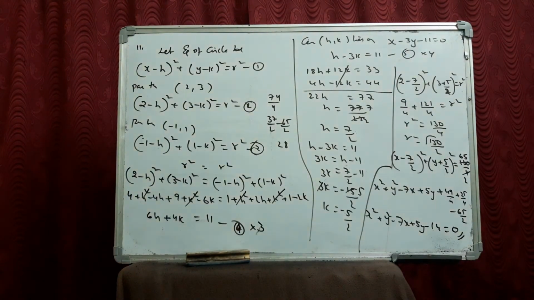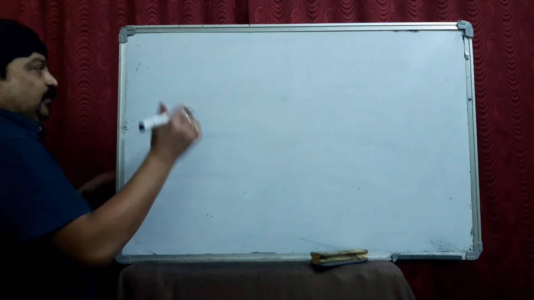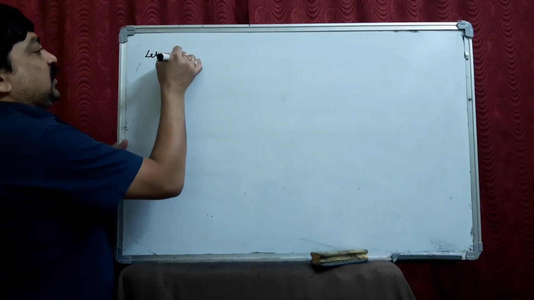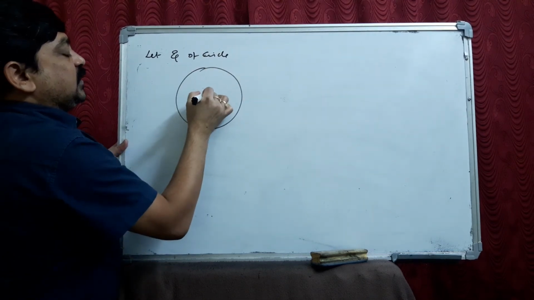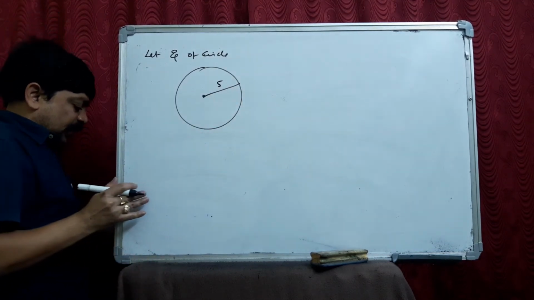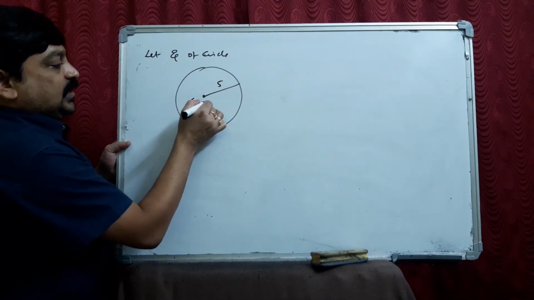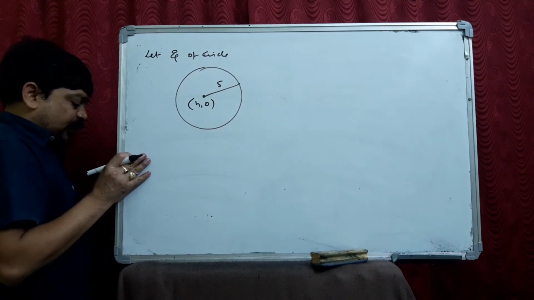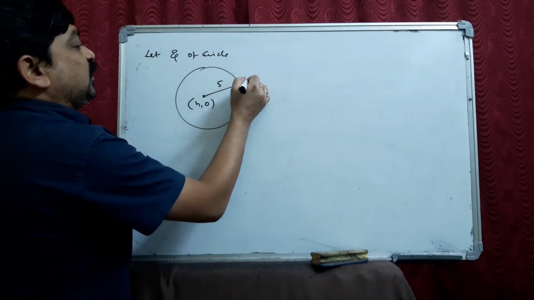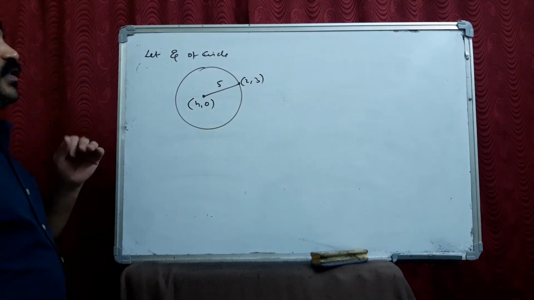Okay, see the 12th question. Find the equation of circle with radius 5 and center lying on x-axis. So let us take center as (h, 0) instead of (h, k), and passing through the point (2, 3). So you have to find out the equation of circle.